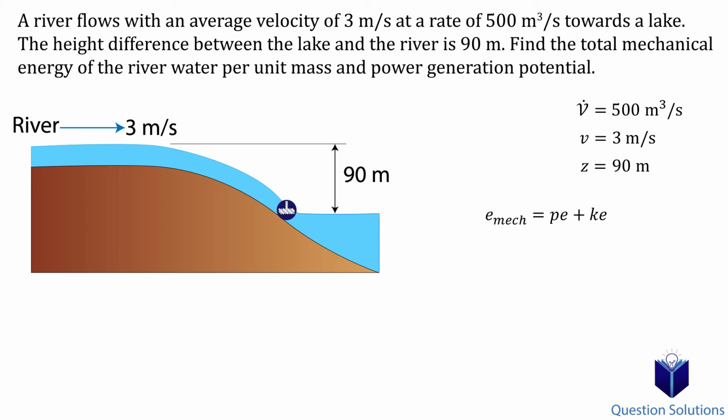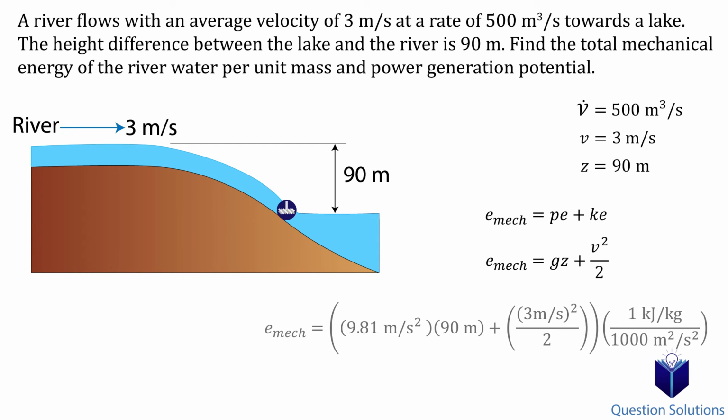That will be the kinetic energy of the water because we have velocity, plus the potential energy because we have height. As usual, we will write it per unit mass. Let's plug in our values and our unity conversion ratio. Let's solve, and that's our total mechanical energy.